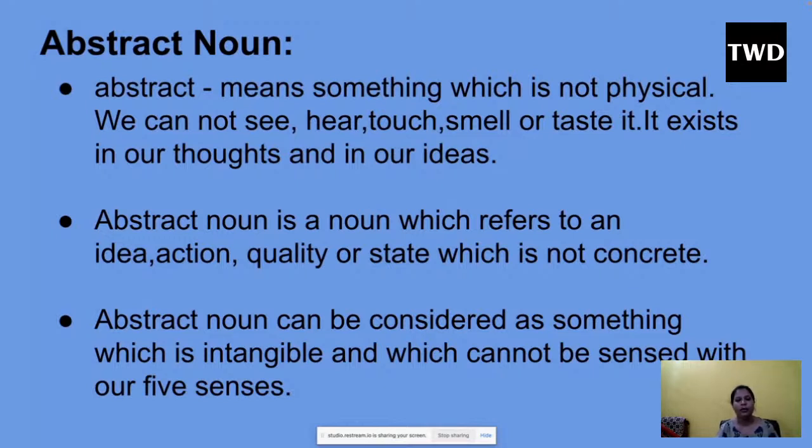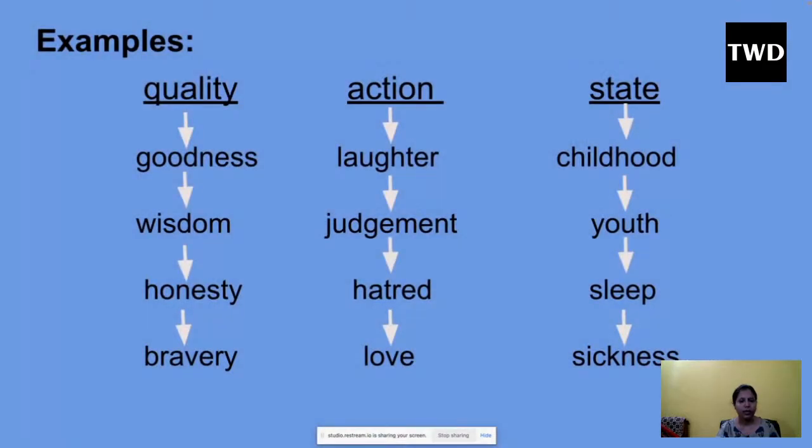So abstract noun is a noun which refers to an idea, action, quality, or state which is not concrete. Concrete means something which we can sense with our five sense organs. So for example, here we have taken an example of quality. Under quality we have goodness. What is the goodness of a person? Can we know that? Can we count that?